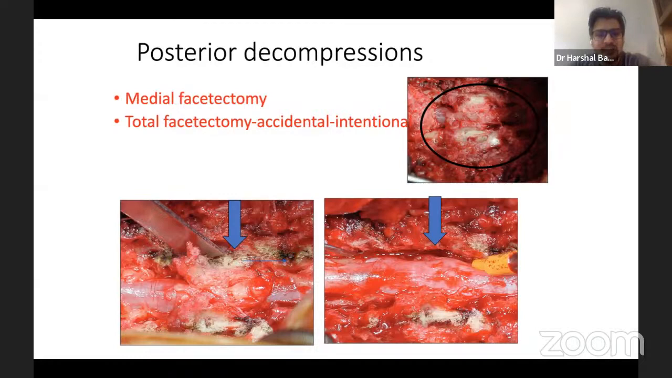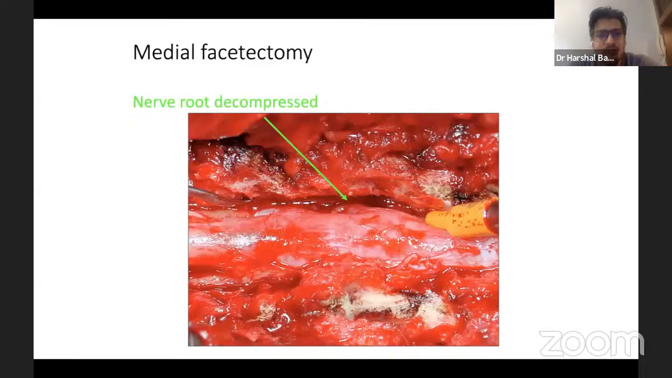Once you do a nice lateral facetectomy, you can see the root in the last image. Just the silhouette of the root can be seen. So facetectomy makes the difference when we are doing a nice wide decompression in all these open surgeries. With medial facetectomy, the nerve root can be adequately decompressed.